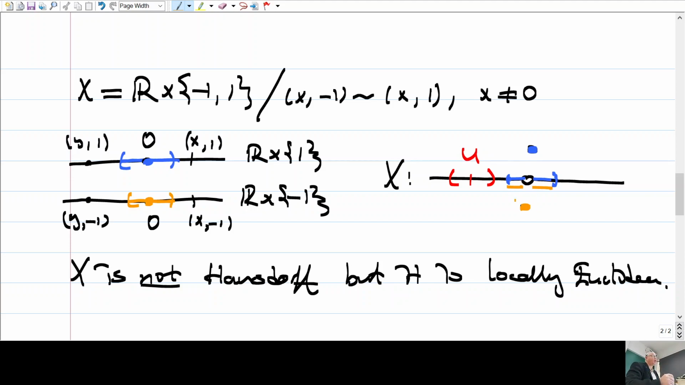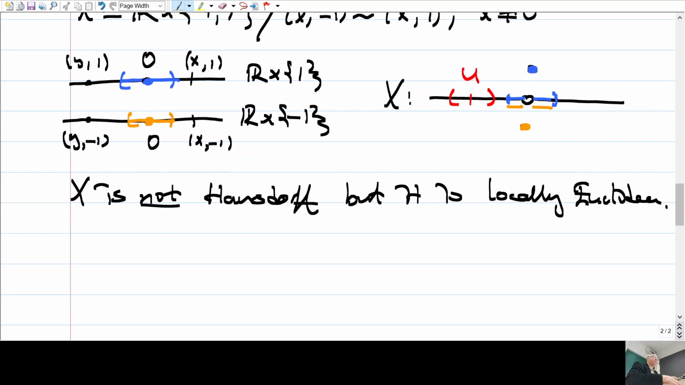And you see why this is not a Hausdorff space, because you cannot find two open subsets which separate the blue point and the orange point. Any two intervals containing these two points have to intersect. That's why this space is not Hausdorff. You cannot regard this as a subspace of any Euclidean space. So we will not consider this object, although it is locally Euclidean, as a manifold. This is not a manifold for us.